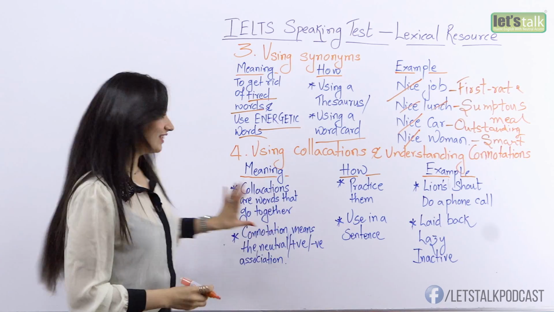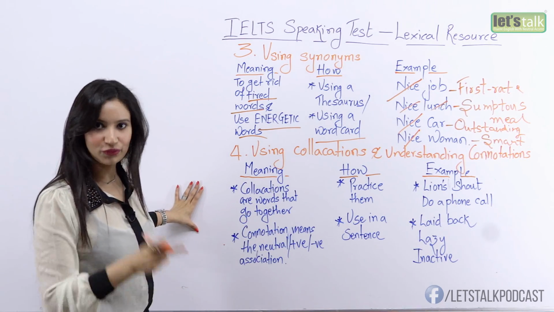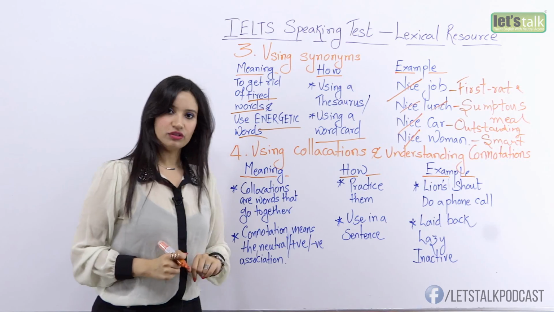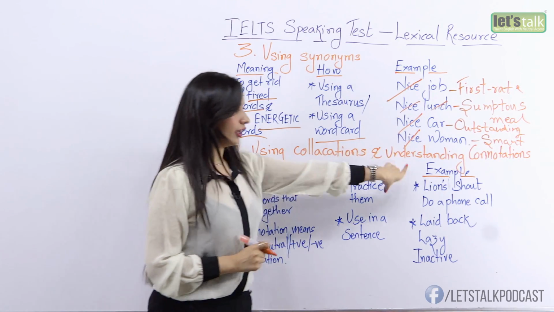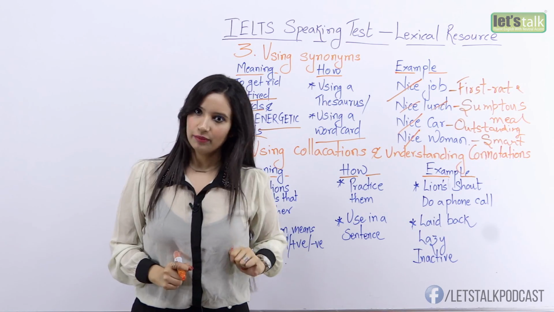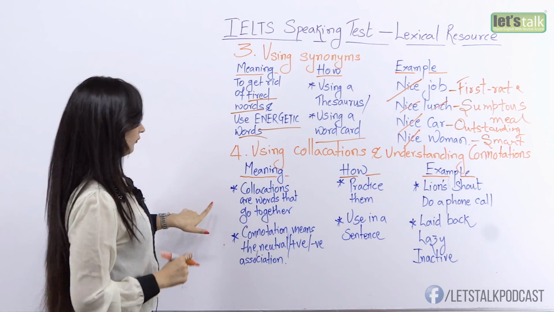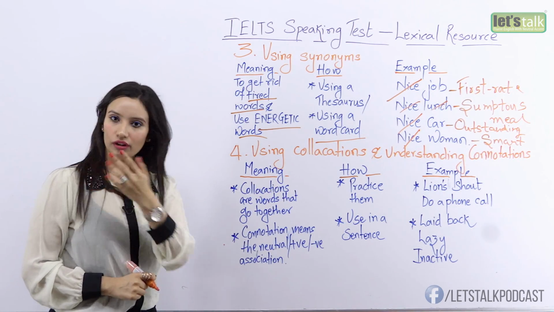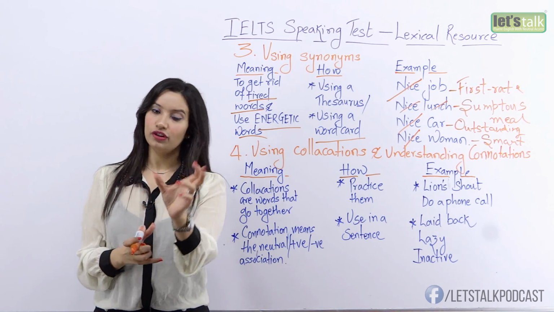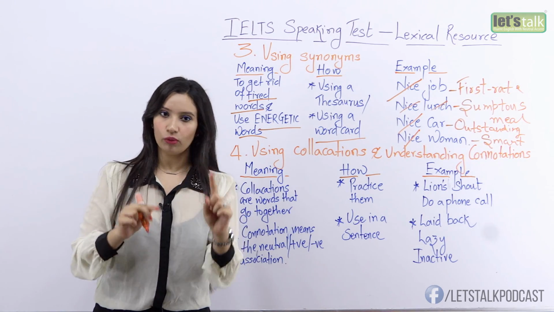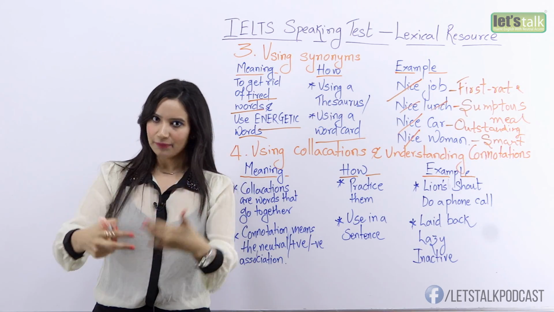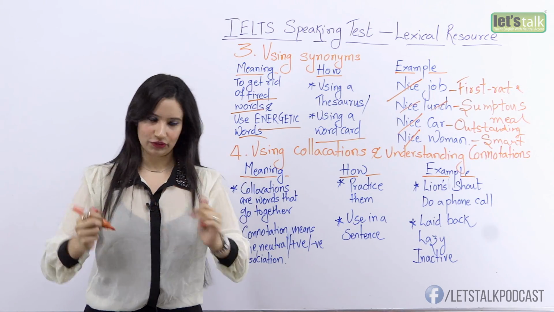Let's look at the second thing you must do to improve your vocabulary for the speaking test. You should try to use collocations and understand connotations for different words. I'll share the meaning with you right now. Let's look at what collocations are first. These are the words that go together that you can use together. There are always more than one word that you can use together.